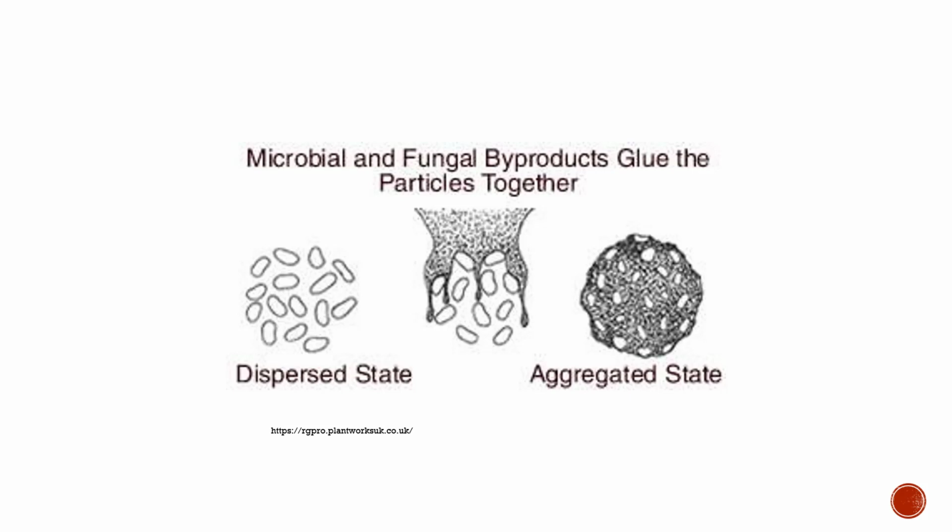Here's a little graphic to show you that you've got your dispersed state of soil particles, and then the byproducts from the microorganisms glue the particles together, and then there's your aggregated state. You need organic matter in your soil to have products to be broken down and giving off that glue.